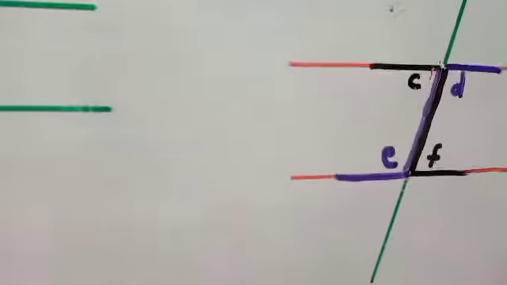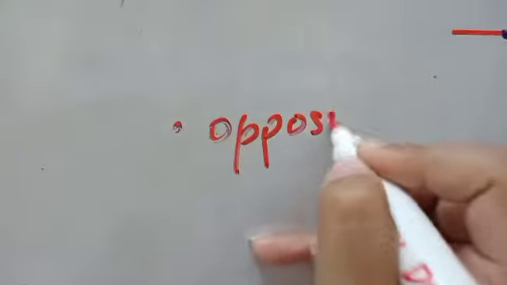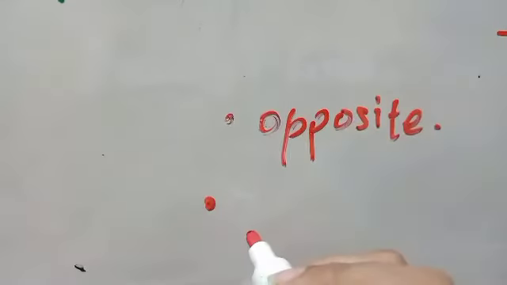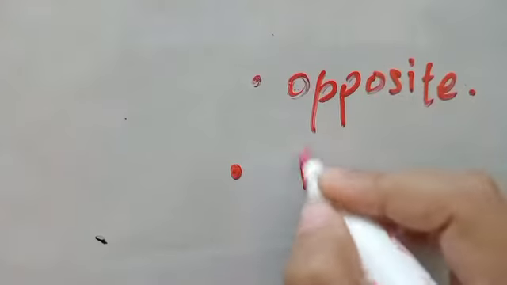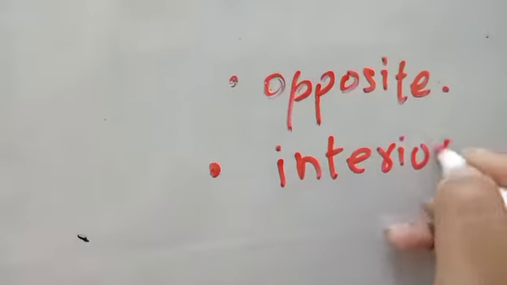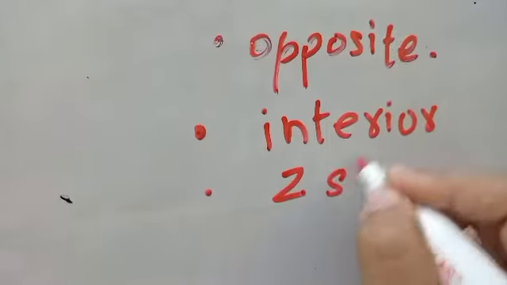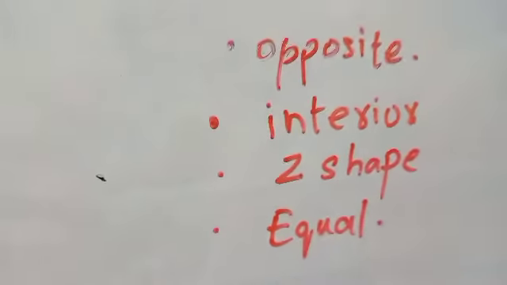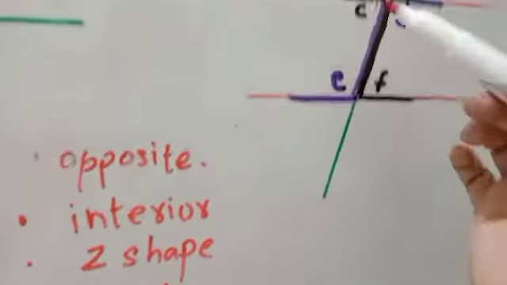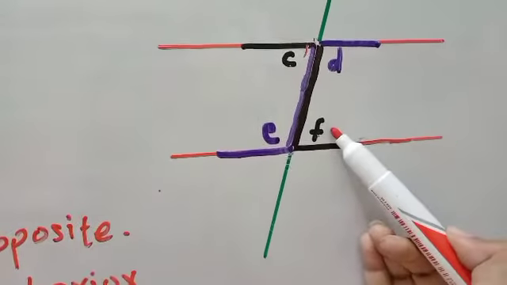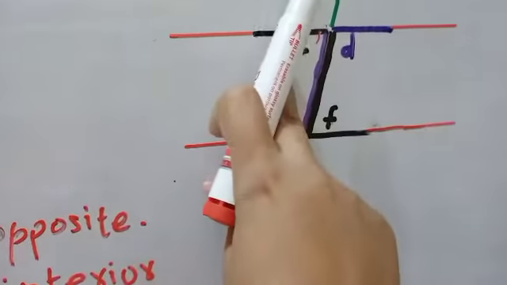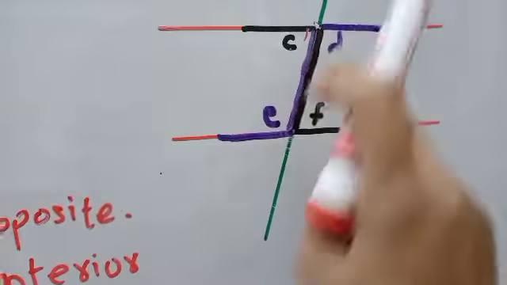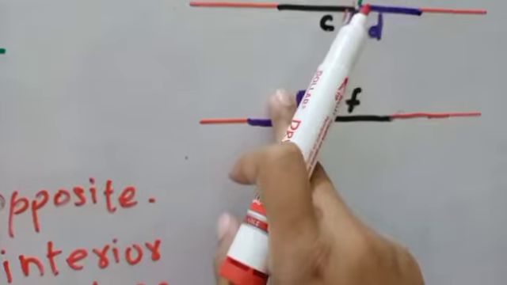Okay, so now let's come back to alternate angles. What are the conditions you have to look for? One thing, they should be opposite. Second, they should be interior, and they should make the shape Z, and they will always be equal. Now opposite sides of the transversal, this and this are the opposite sides. ठीक है, ये एक साइड है, इसके opposite ये है, ये एक साइड है, इसका opposite ये है. So opposite sides of the transversal.